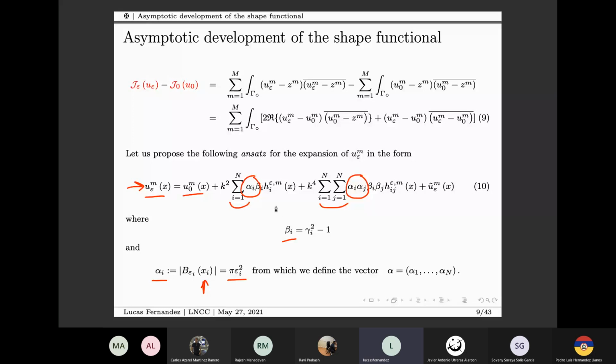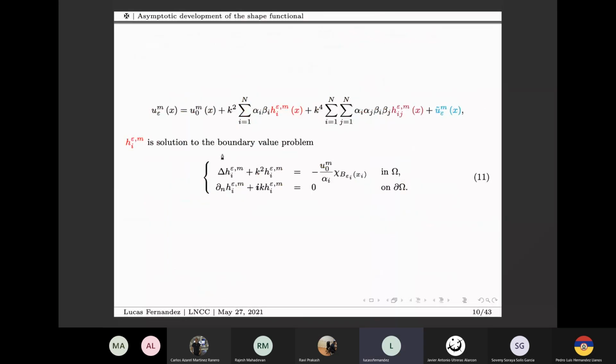And these new functions, hi epsilon, hij epsilon, and U epsilon tilde, are solutions to boundary value problems as well. So let's look at such problems. In particular, the function hi epsilon is the solution to the boundary value problem 11. The goal here is to know the behavior of this function hi with respect to epsilon. So I will manipulate problem 11, rewriting it to achieve my goal.